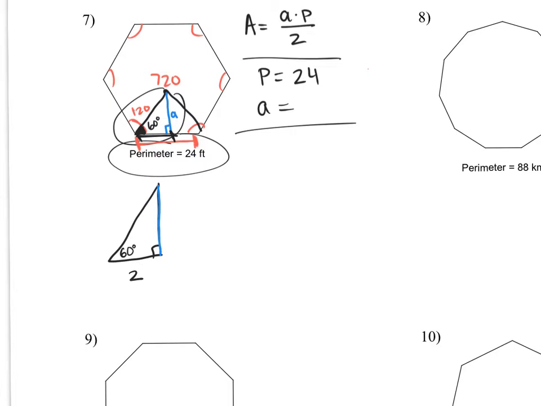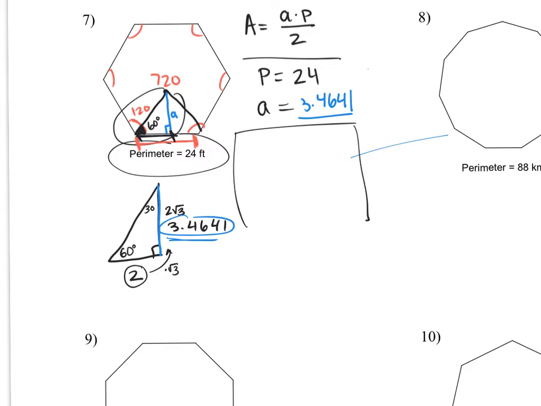Now you can use your special right triangle rules, because this is a 30, 60, 90. To move from this side to this side, we times by root 3. So this would be 2 root 3. If I type that into my calculator, 2 times the square root of 3 is about 3.4641. Hey guys, we just found the apothem. It's about 3.4641. I'm going to leave this number on my calculator because my next step is to do the perimeter times that number, 3.4641, and then divide that by 2.